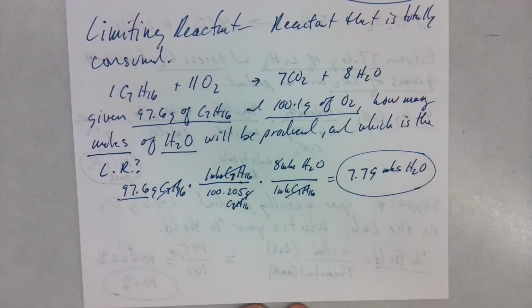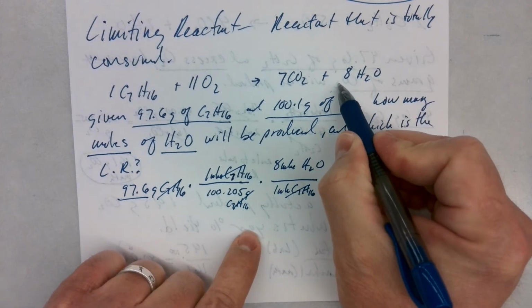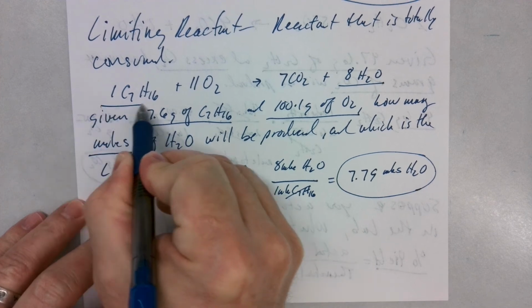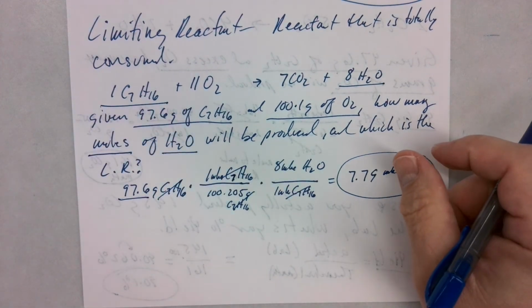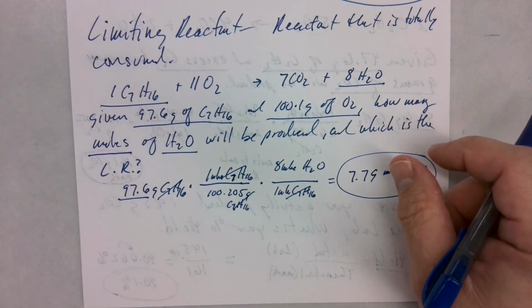How did you get that 8 moles of H2O? It came from my mole to mole ratio here. It's 8 moles of H2O for every 1 mole. That's why rule number 1 is to do what? Balance the equation. You don't balance the equation, you're never going to get the question right, ever.